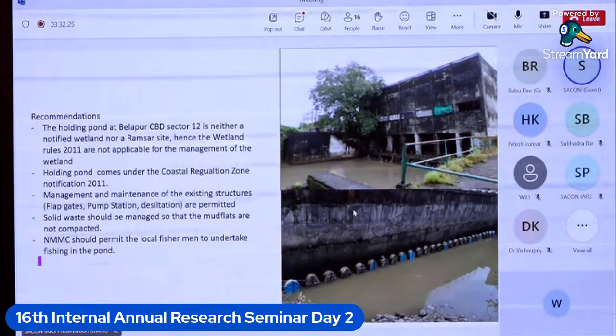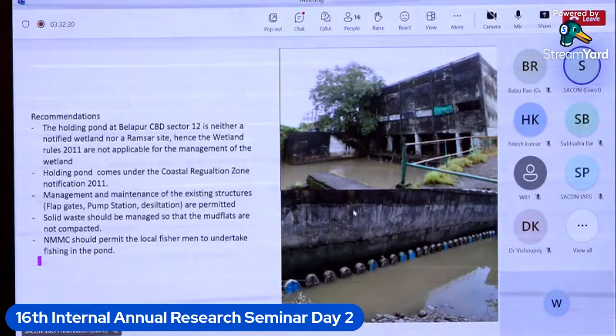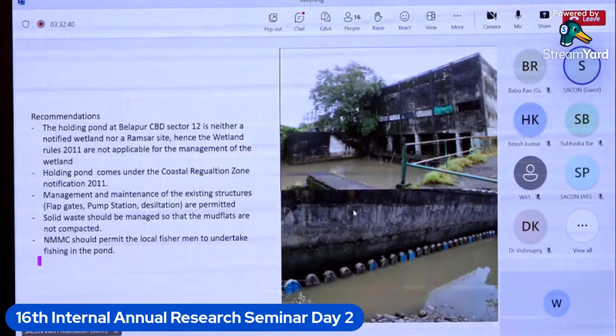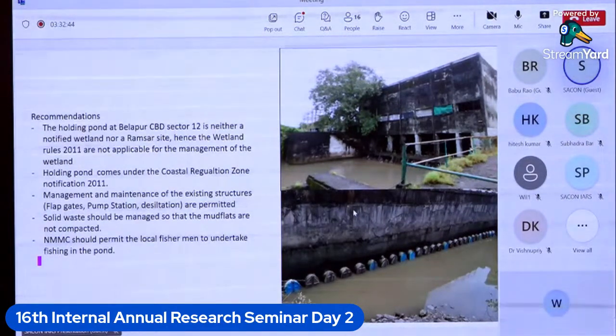first of all, is not a notified wetland. It is not a natural wetland, and it is a man-made thing. So it is not a Ramsar site. Hence, the wetland rules are not applicable for the management of the wetland, and neither does the coastal zone regulation notification prevent managing the structures that are existing over there.